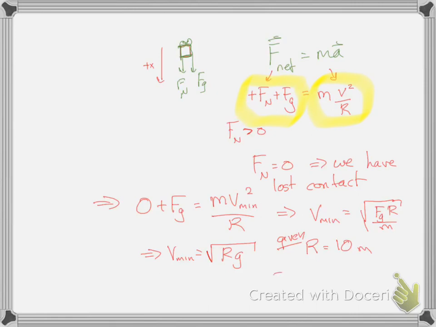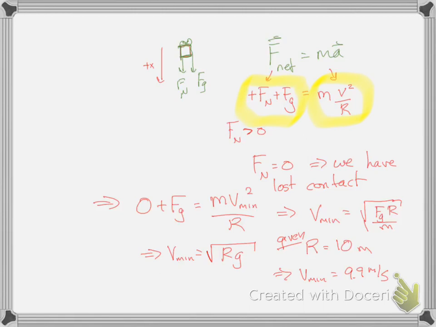And if g is 9.8, then v minimum is equal to the square root of 10 times 9.8, and so the square root of 98 is about 9.9 meters per second. So we have to be going 9.9 meters per second. That's the slowest that we can be going around that roller coaster loop. Everywhere else on the loop will be going faster. Slow down to get to the top, speed up to come back down.